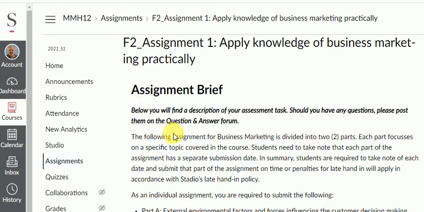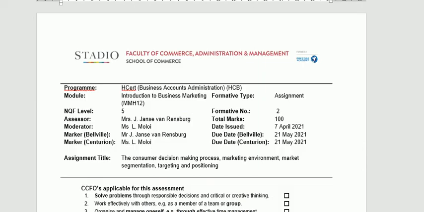I'm going to now upload the assignment itself onto the screen, and we can discuss question by question. Right, the assignment itself as uploaded onto Canvas. You'll see the submission date. I can confirm again, as I circle with my cursor, as the 21st of May 2021.